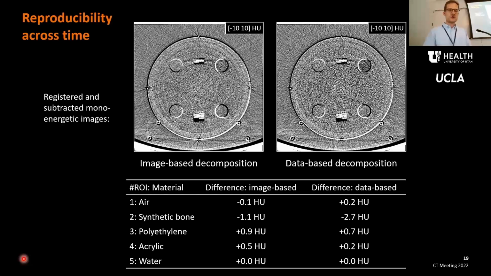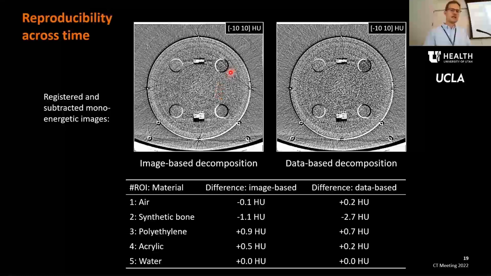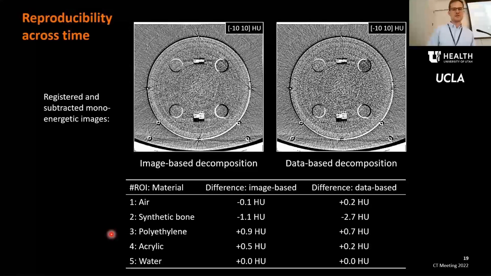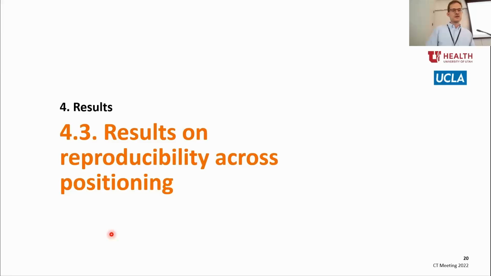You can see that we don't really see major differences within the inserts, or also in the place of the streak artifacts, for example, here between bone and air. In addition, we have calculated the mean values in the ROIs, and you can also see that those differences are below 3 Hounsfield units. So these are really nice results, and we can say that reproducibility across time works fine for this phantom. Now the results on reproducibility across positioning.